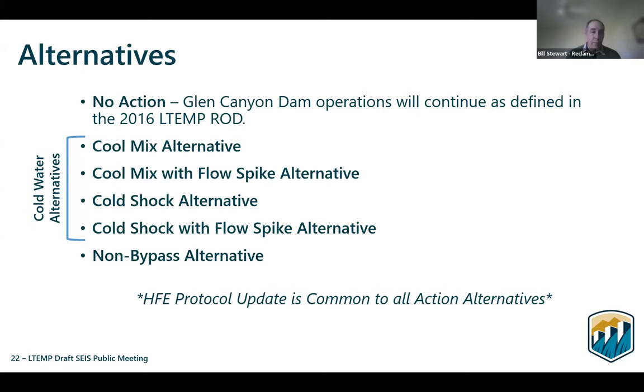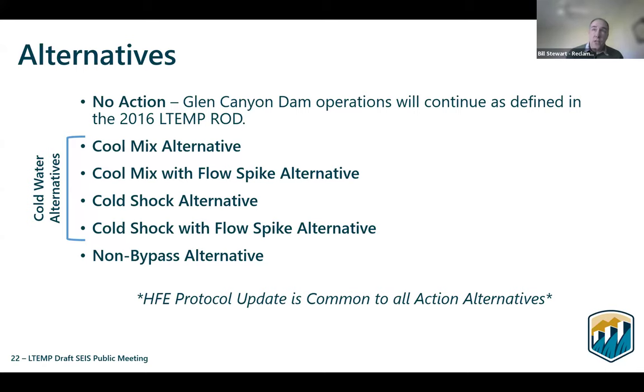This range of alternatives reflects inputs from Reclamation, states, tribes, cooperating agencies, all of our stakeholders and interested parties that provided comments both during the public SEIS comment period, as well as the smallmouth bass EA that was out for public comment about a year ago this spring. Again, to reiterate something that Kathy said in an earlier slide, these action alternatives are proposed to be implemented through operating year 2027 for the smallmouth bass flows. And then the HFE protocol update is intended to be for the full duration of LTEMP, which extends through 2036.